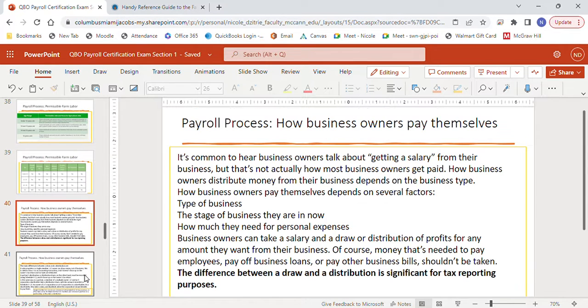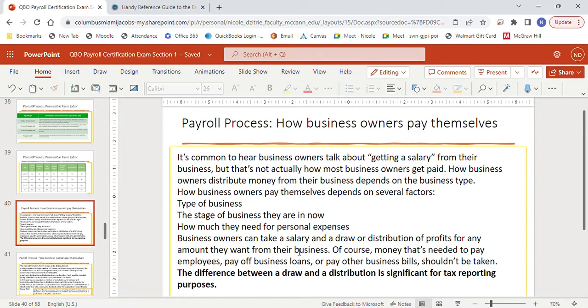All right. How business owners pay themselves. It's common to hear business owners talk about getting a salary from their business, but it's not actually how most business owners get paid. How business owners distribute money from their business depends on the business type. These are the several factors that it falls under: the type of business, the stage of business they're in, and how much they need for personal expenses.